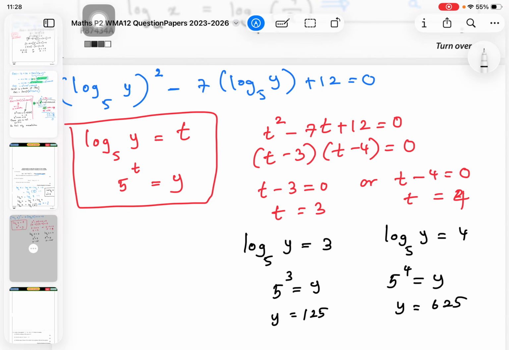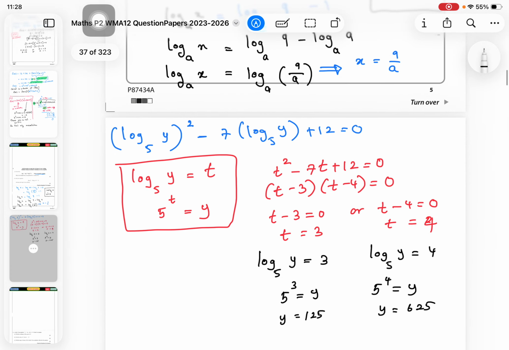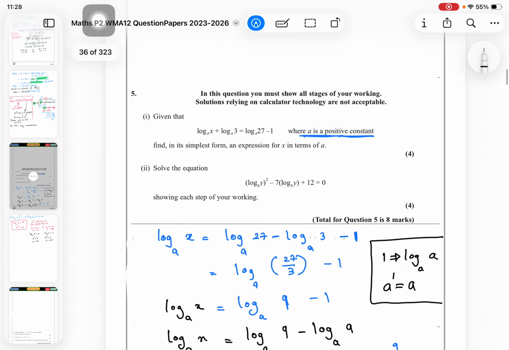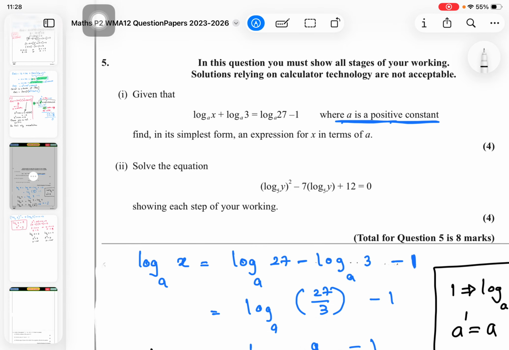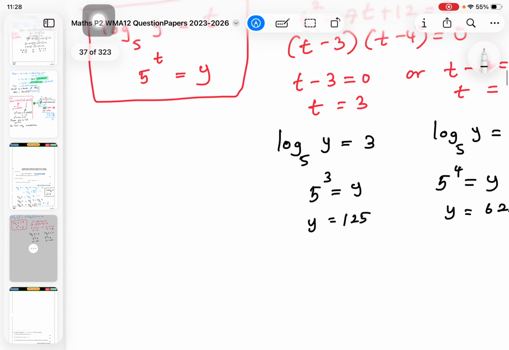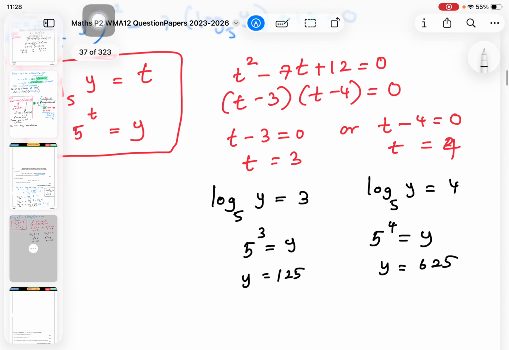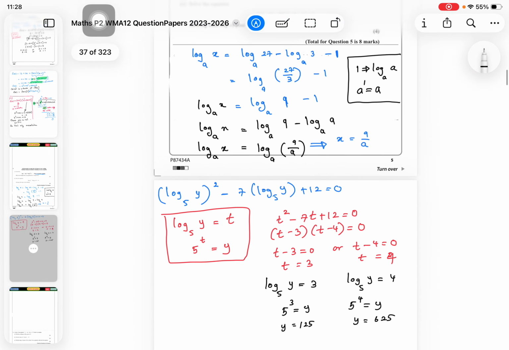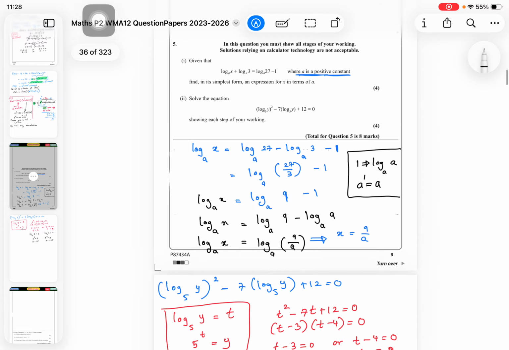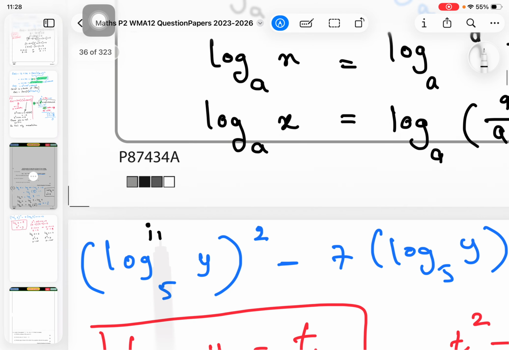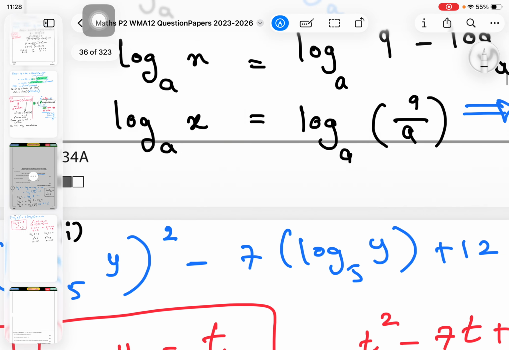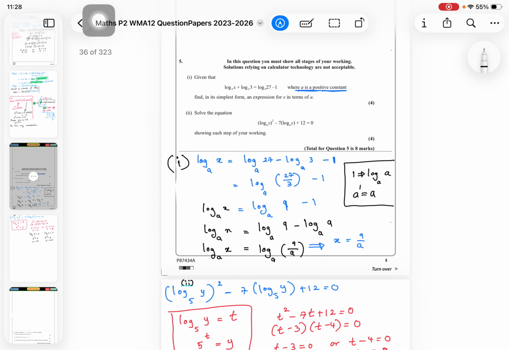Now do they really tell us to do anything else? No, they just ask us to solve the equation. This equation has two answers, which is y equals this and y equals the other one. So this is Roman number 1 and this is Roman number 2. Okay, thank you.